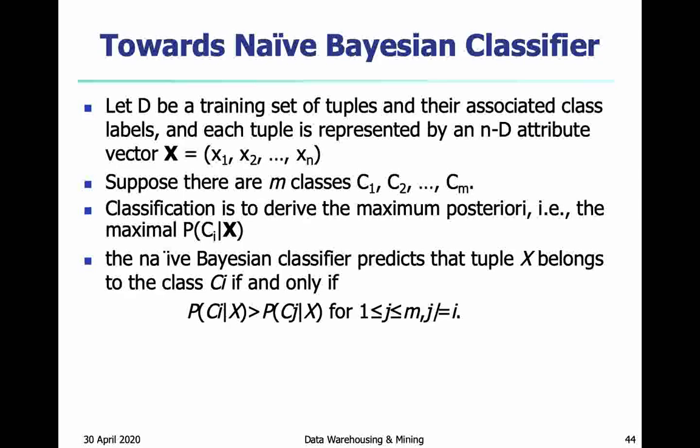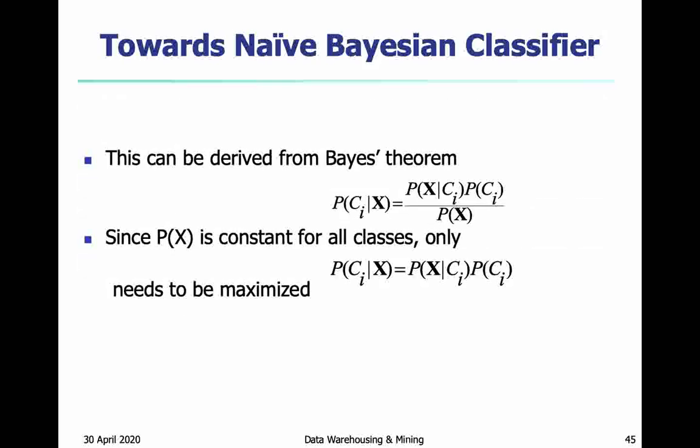It is maximizing the probability of Ci conditioned on x. So the class Ci, and you can derive this probability of Ci conditioned on x by using the Bayes theorem. Fine. Now since P(x) is constant for all classes, already you have seen that it is constant for all classes, so only this portion needs to be maximized, right?